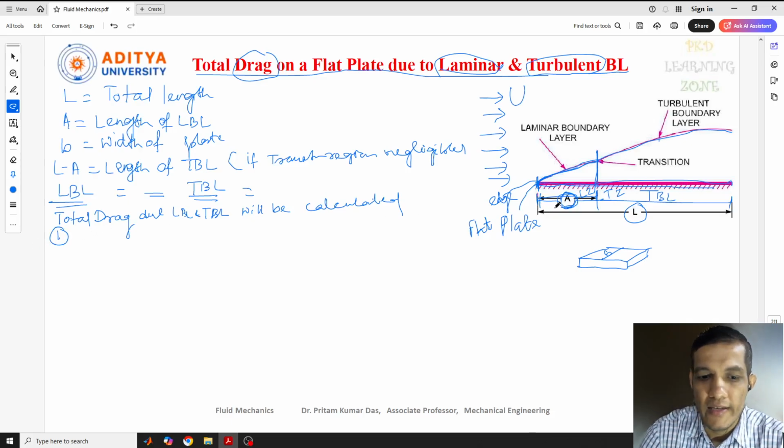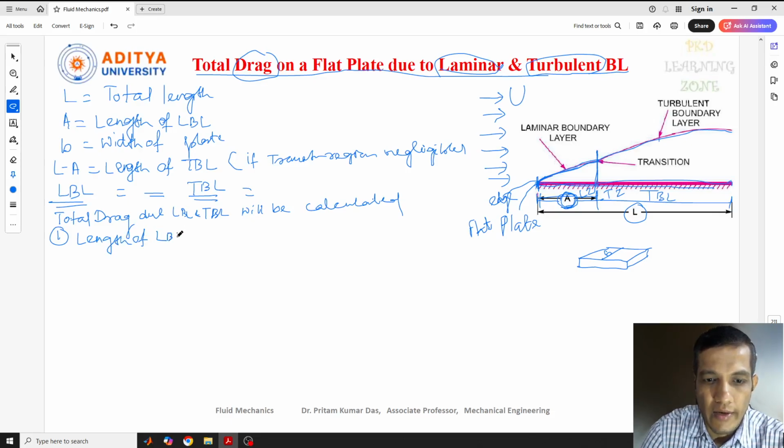First, we need to find the length from the leading edge up to which the laminar boundary layer exists. First, we need to calculate the length of the laminar boundary layer, like up to what length the laminar boundary layer exists. So that we need to calculate.